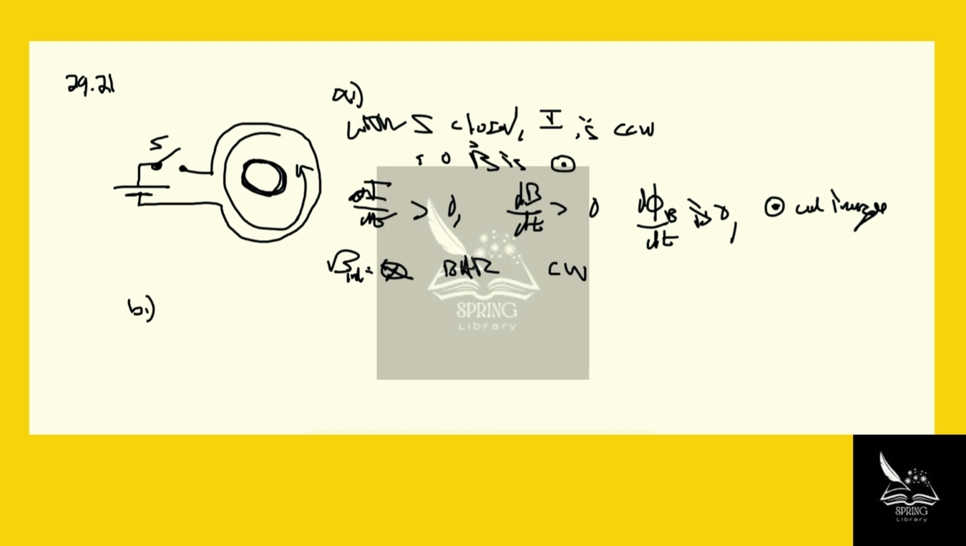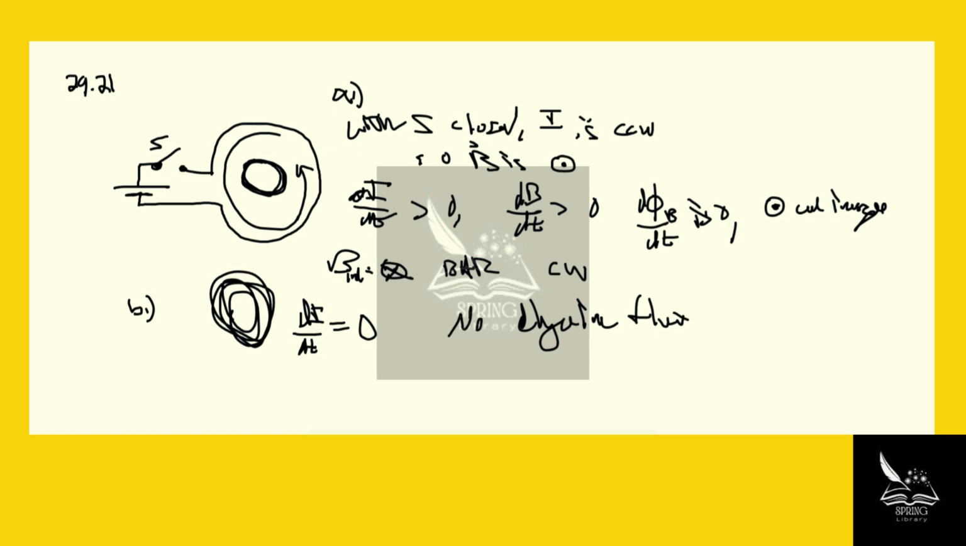Okay, so now go to case B. So B says after S has been closed a long time. So when S is closed a long time, the circuit is steady. We just have our current going and going and going. We have nothing changing it at a time, so dI/dt equals 0. And if there's no change in flux, that means there can be no induced current. So no change in flux leads to no induced current.